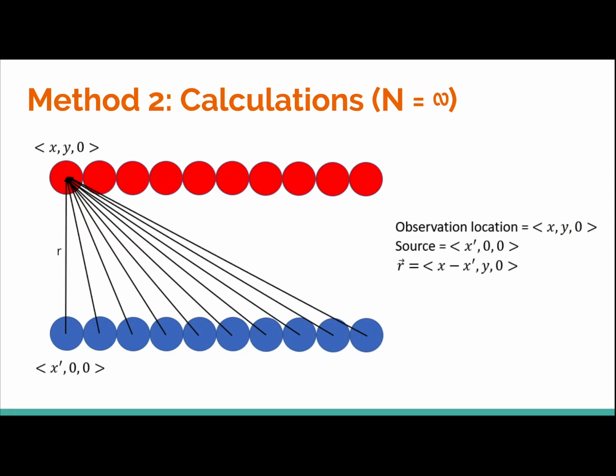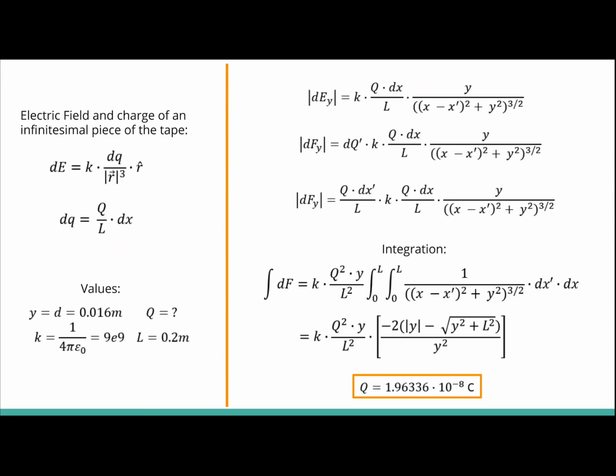I call the top tape charge we are observing the observation location with vector (x, y, 0), and the lower tape that generates the electric force the source with vector (x', 0, 0). The r vector would then be (x − x', y, 0). I will call the electric field and the charge of an infinitesimal piece of tape dE and dQ. Then if I plug the dQ equation into the dE equation and plug in the value of r, I get the first equation on the right.